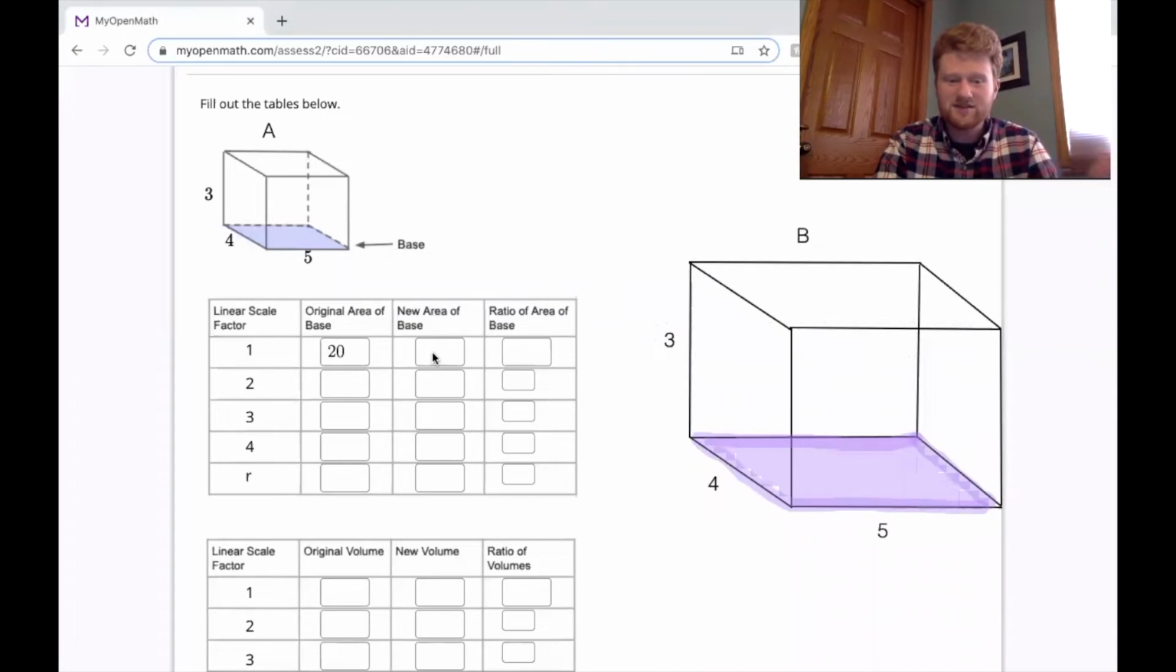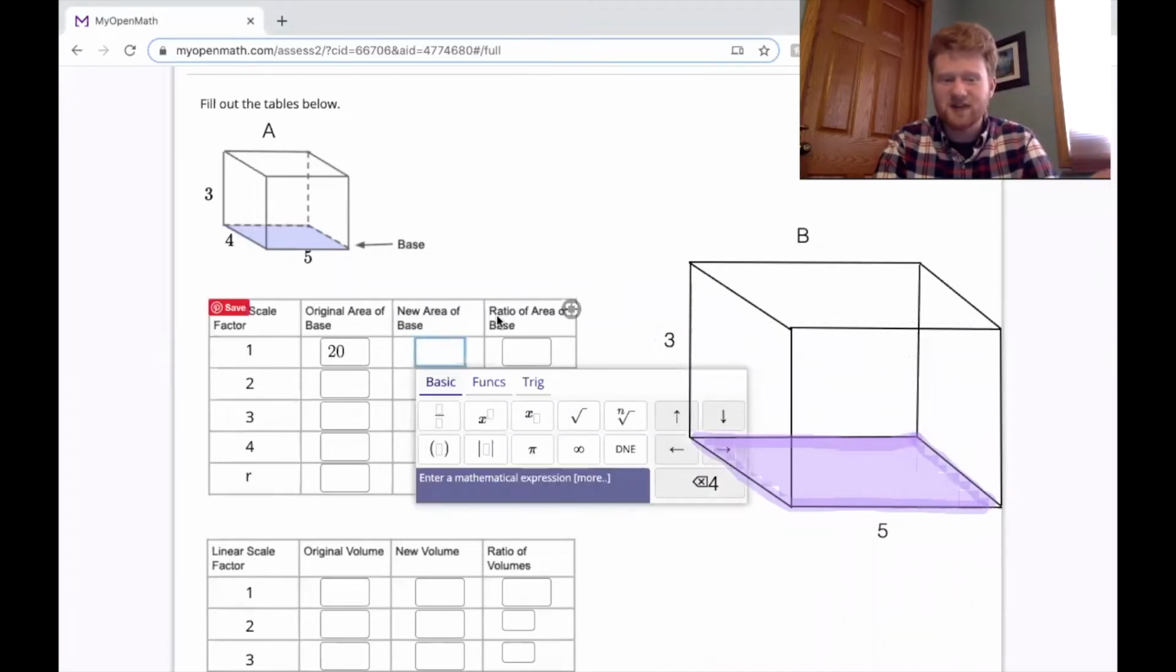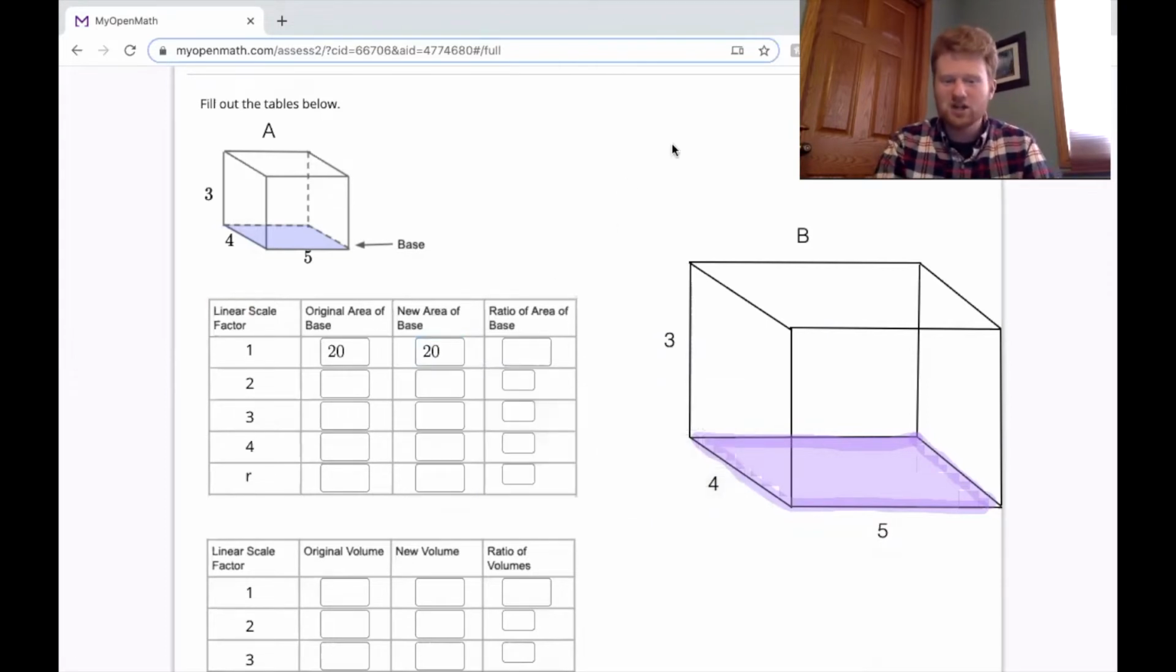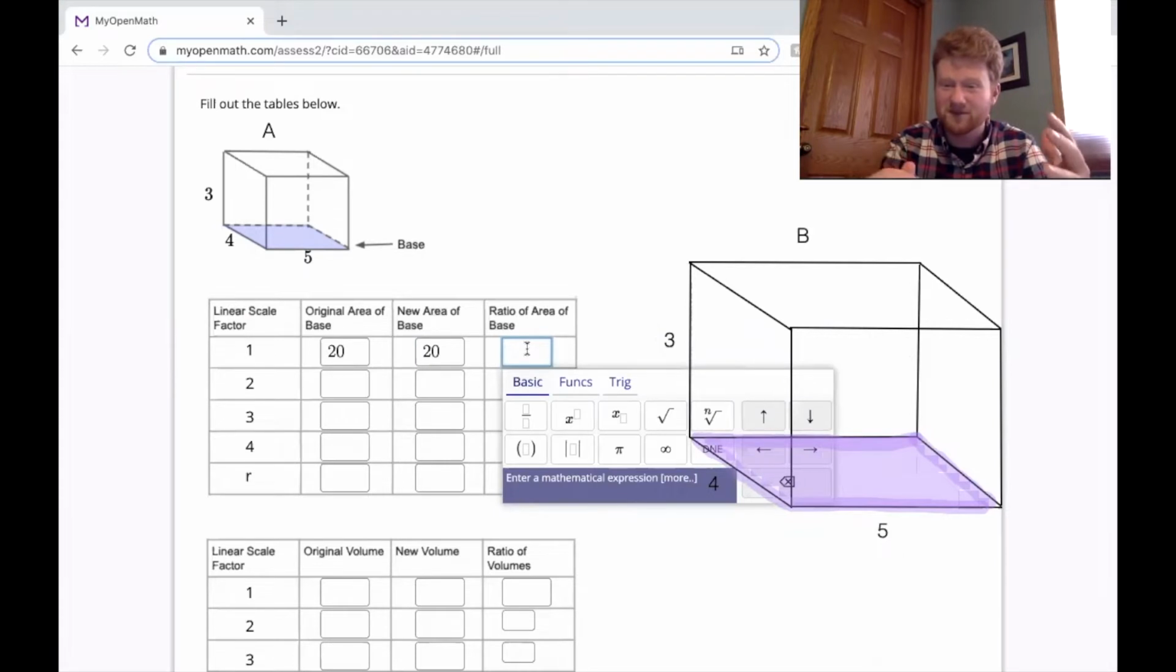So when it says the new area of our base, it's saying what is the area of this new prism? And again, it's 5 times 4, which is 20. So the ratio of the area of bases is saying what is the ratio from the area of the base of our first prism to our second prism. And here it's 20 to 20 or 1 to 1. They're the same. And so usually we're going to write it as a fraction, 1 over something, but for 1 to 1, we'll just write it as 1.